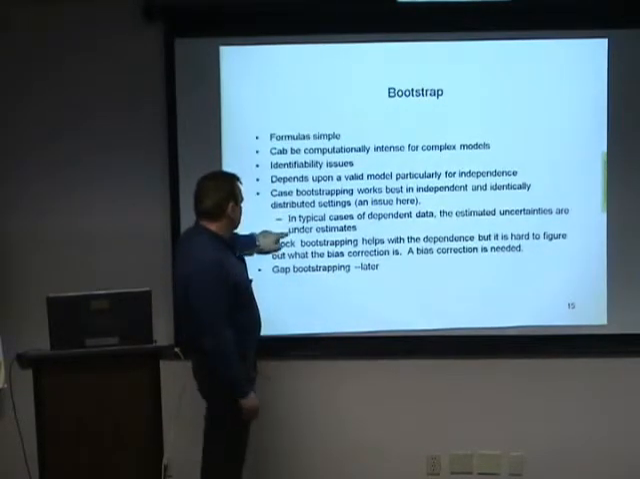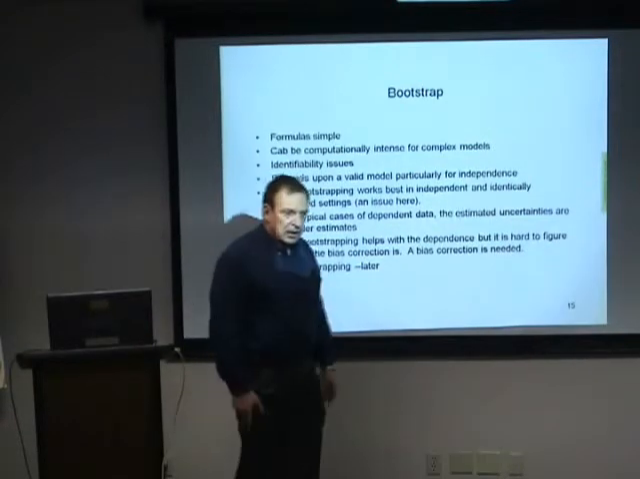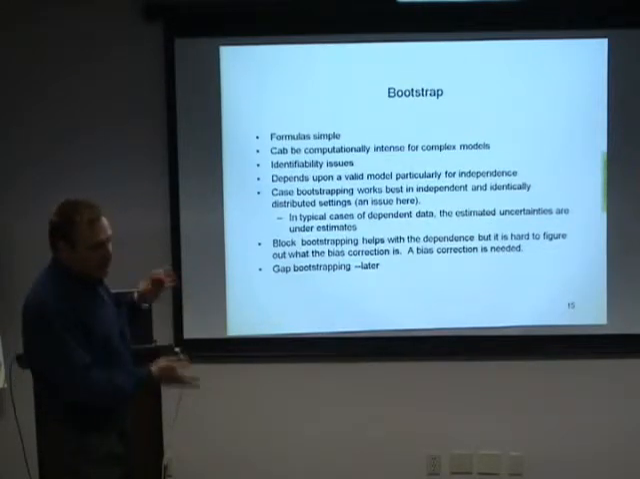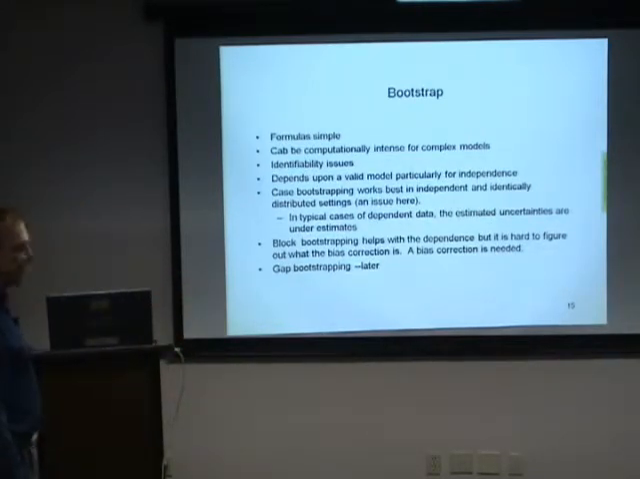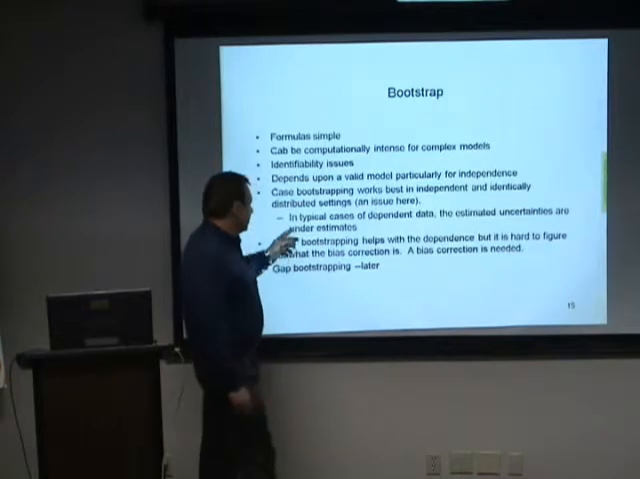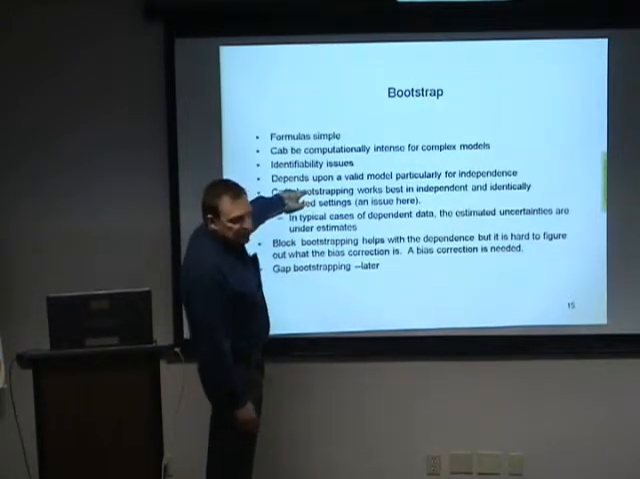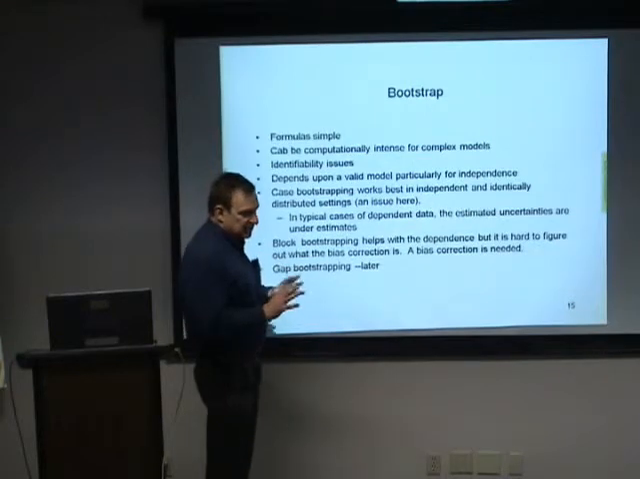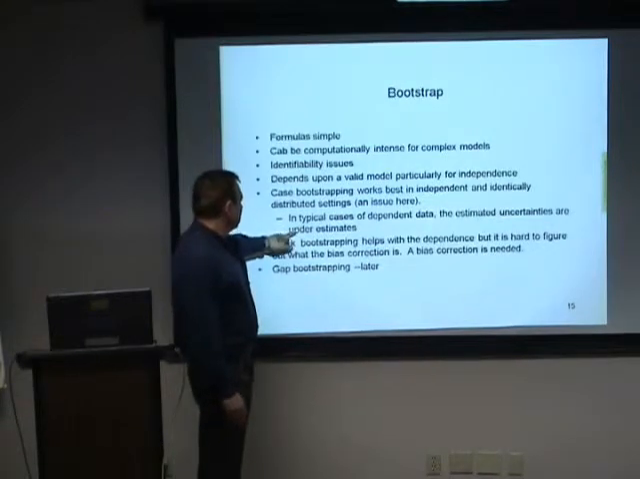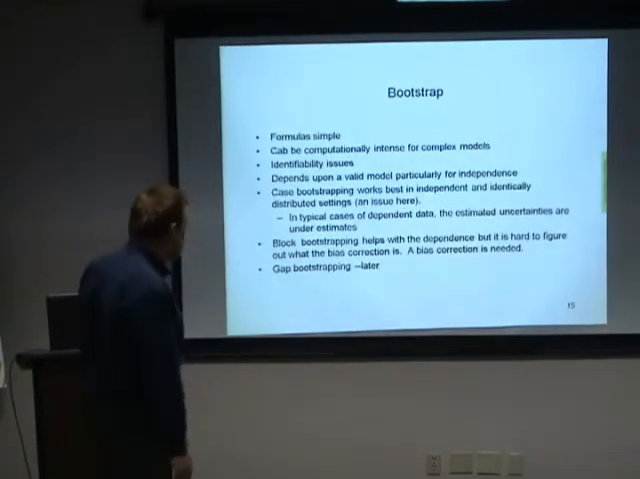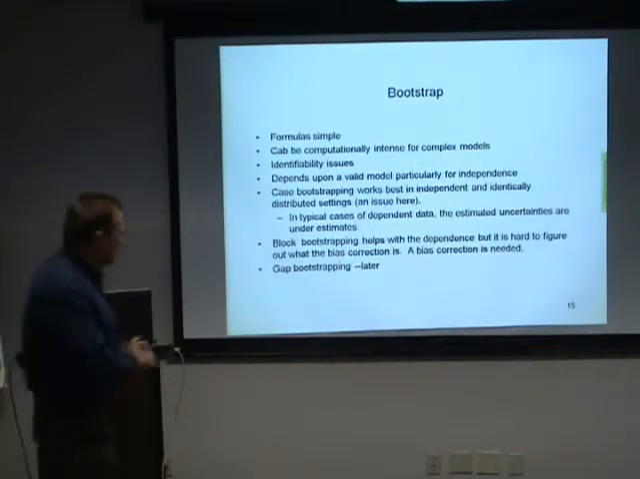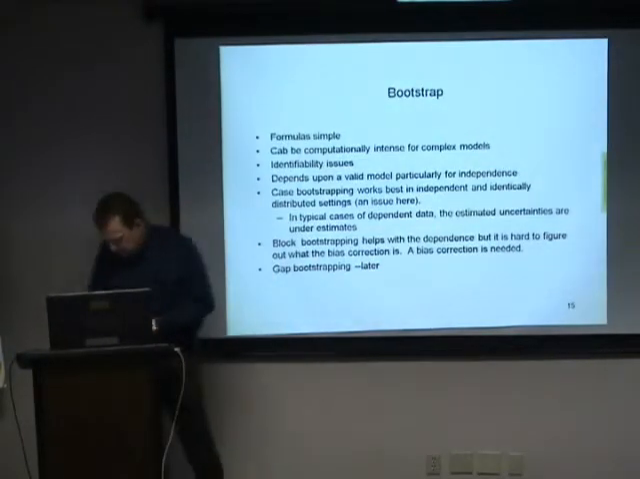In the case of dependent data, the estimate in the limit may not go to the true value. Well, you've got two limits going on: sample size increasing and the number of bootstrap samples. But it's not bad if the data were really independent. In most cases, you're okay. But if you lose the identifiability, there are problems. In typical cases of dependent data, serial correlation, the estimated uncertainties are almost always underestimates because the serial correlation is positive. Block bootstrapping helps. Bias correction is needed. And we'll talk about gap bootstrapping in a little bit. Okay.